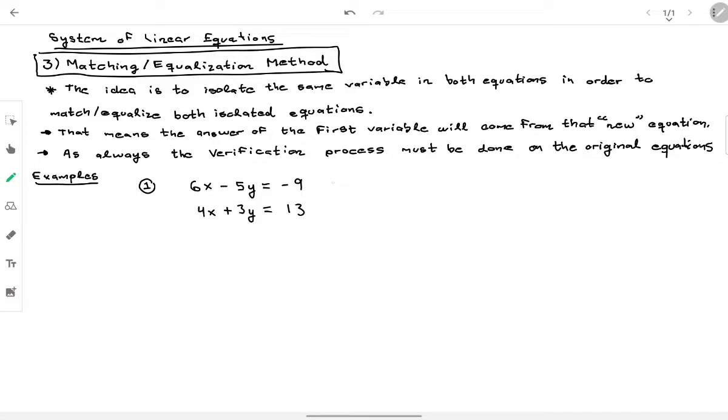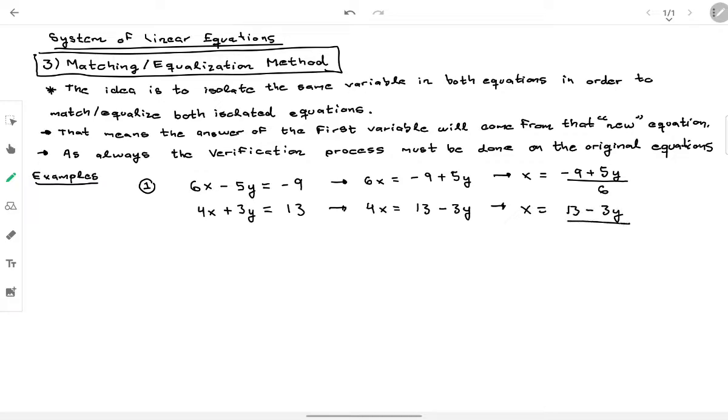I will isolate x in both equations. We can isolate the letter you want. It's going to be 6x equals minus 9 plus 5y. X equals minus 9 plus 5y, all of it divided by 6. The other one is going to be 4x equals 13 minus 3y. X equals 13 minus 3y, all of it divided by 4.